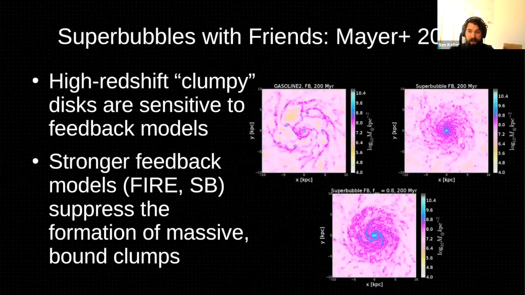So the first result to come out using superbubble feedback that wasn't run by me was done by Lucio Meyer, looking at this question of whether high redshift clumpy galaxies can be used to test different feedback models. In other words, are the clumps that form in these gas-rich high redshift galaxies sensitive to feedback? And he found, in fact, they're very sensitive to feedback. So moving from using blastwave feedback to superbubble feedback, you can see you have much fewer high mass clumps here. These clumps tend to be much shorter lived and lower mass. They tend not to be bound.